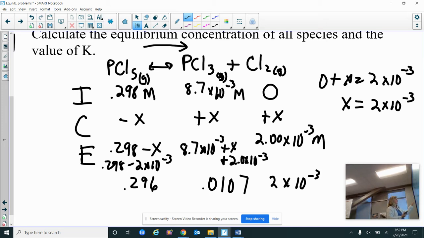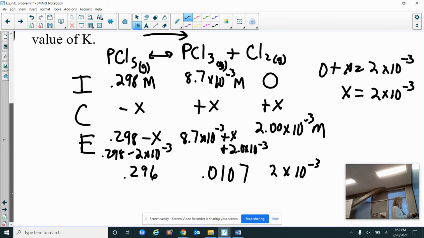So we have the amounts of the three things. The question said, calculate the equilibrium concentration of all species. So we just did that. And it says calculate K. So K will be equal to products over reactants.